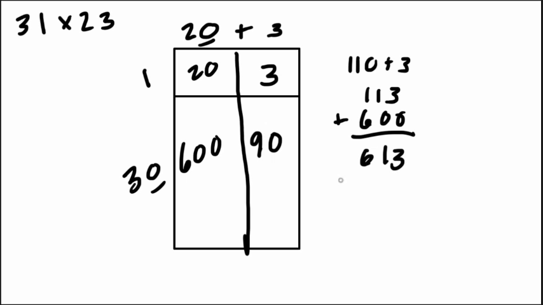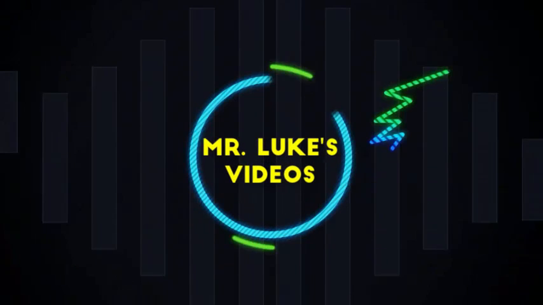So that's how you would use the area model. That is what we're talking about today in this lesson. Area model, how does that work? Still using the commutative property. It doesn't matter which one goes on. We could put the 20 and the 3 here, or the 30 and the 1 up here. Doesn't matter. But that's how you would show the area model.